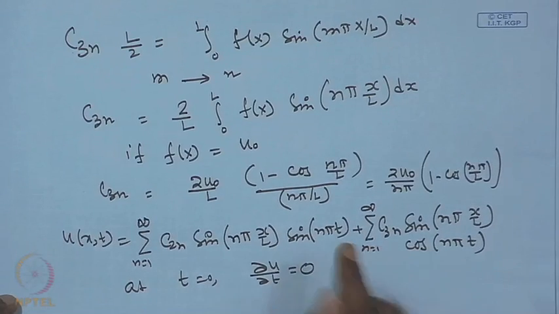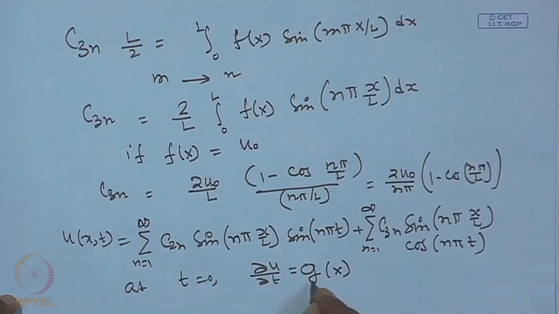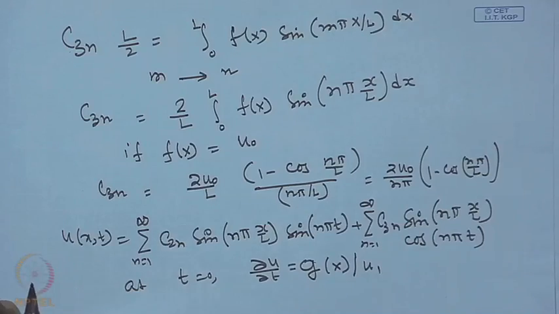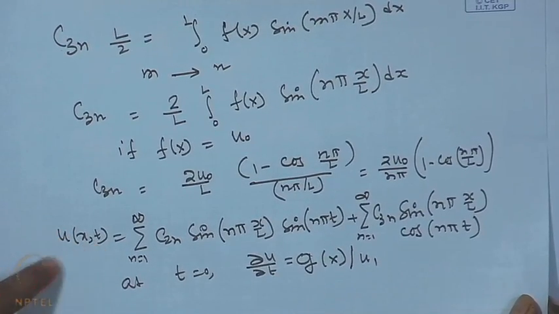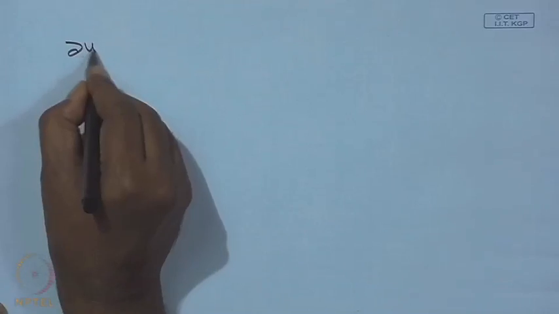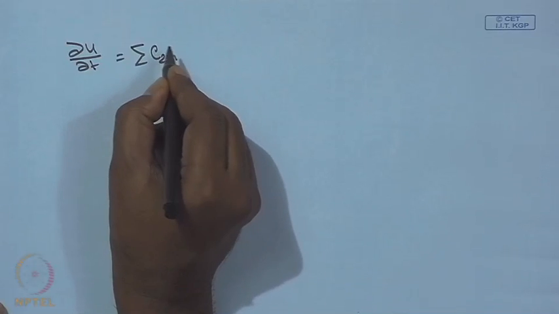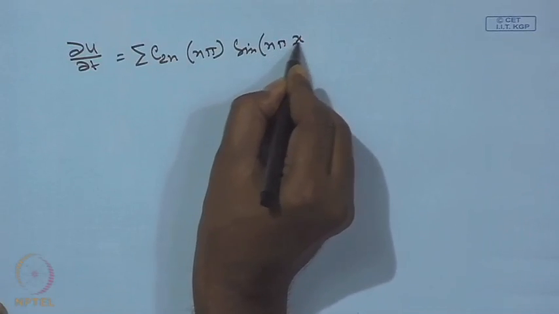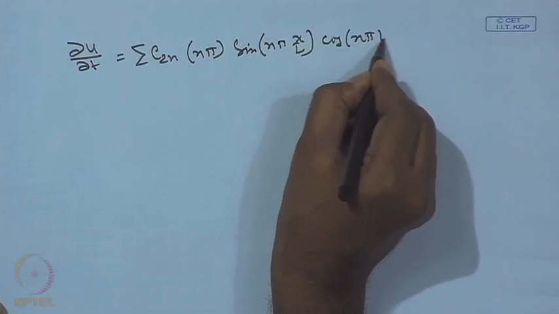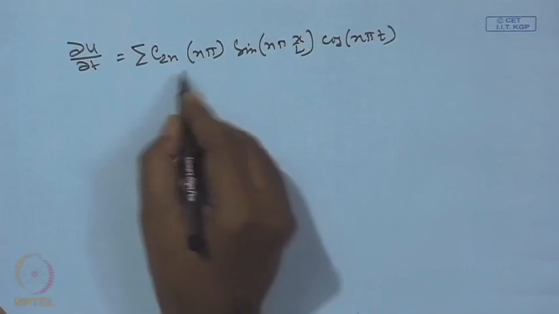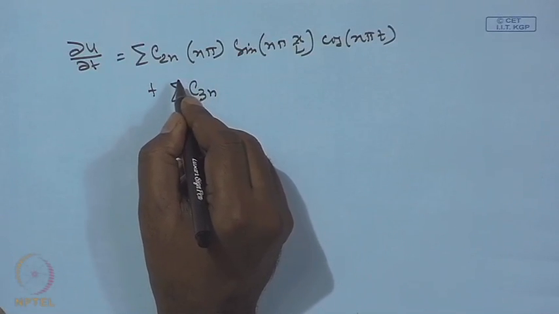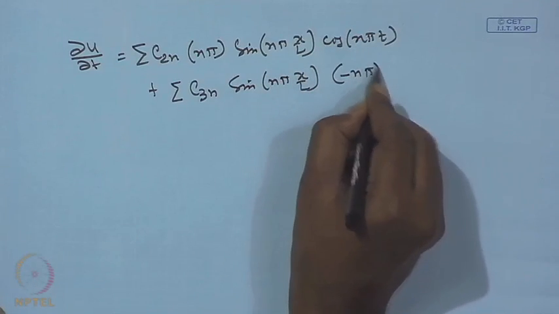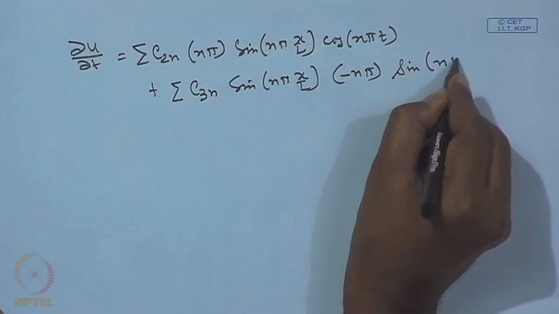So, del u del t is equal to some function g(x). If you remember, for a general case it is g(x), it may be a constant as well, it may be u1 if it is a constant. Now, we can evaluate this: we differentiate this expression with respect to t. So, what we will be getting is del u del t is nothing but summation C2n nπ sin(nπx/L) cosine(nπt), where nπ has been taken out on differentiation, plus summation of C3n sin(nπx/L) times minus nπ times sin(nπt).